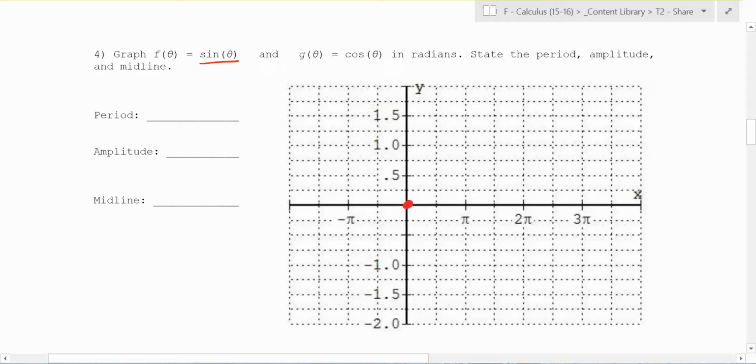So does it go up or down from there? Do you remember if it goes up or down? Sine, does it go up or down? It goes up. And how high up does it get? It gets up to 1. Actually, both of these only get to 1, right? So the highest they get is 1. And what's the lowest they get? Negative 1.